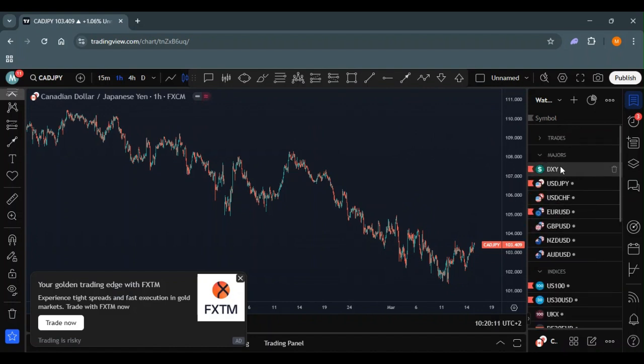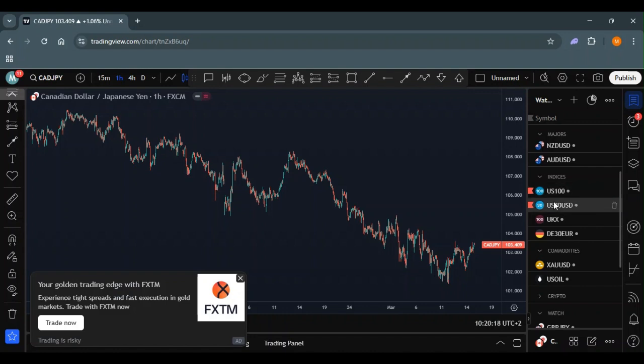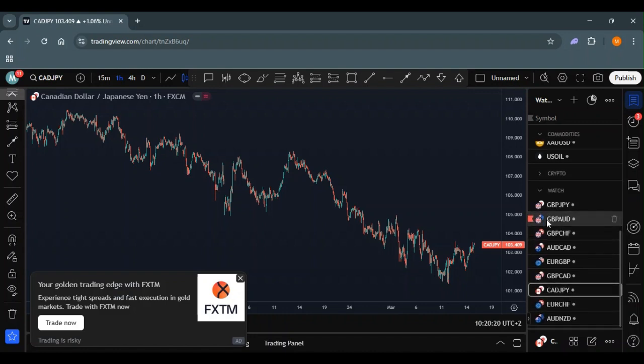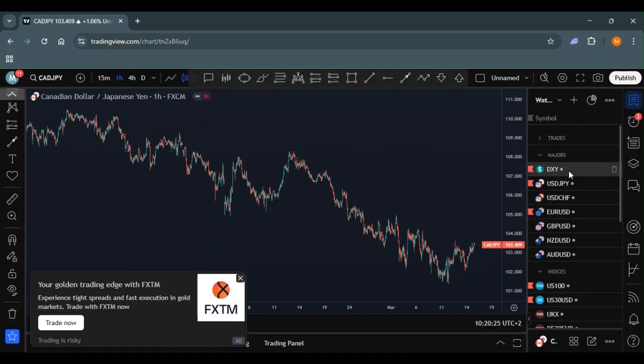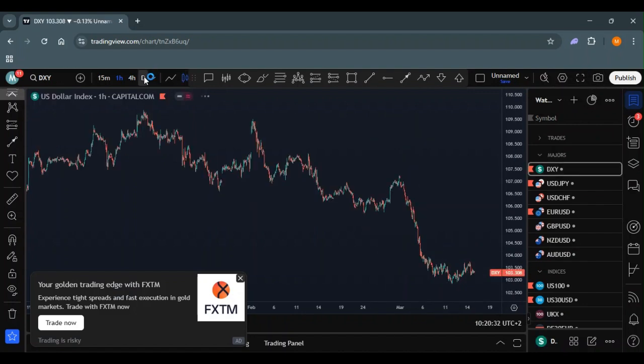So these are the pairs that I'll be looking at: the DXY, USDJPY, EU, Nasdaq, USD80, and the GA, guys. So we're gonna be looking at these 6 pairs for the week ahead, guys. And then we're gonna start with the DXY.